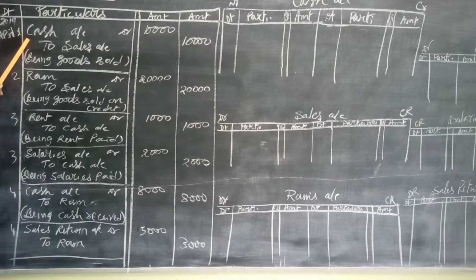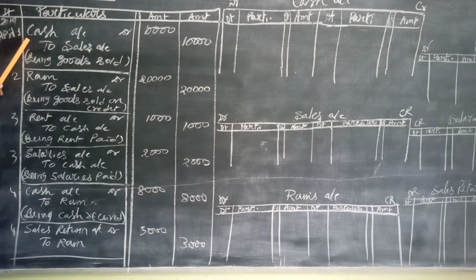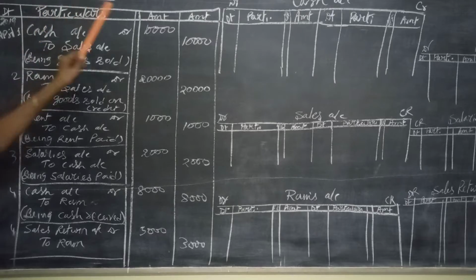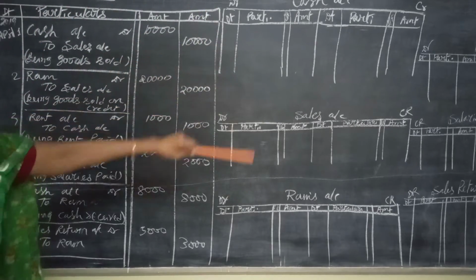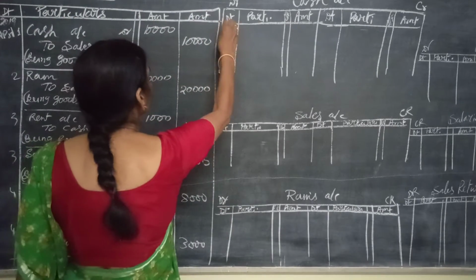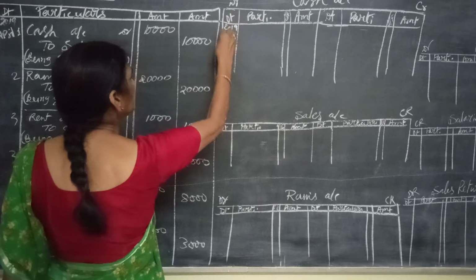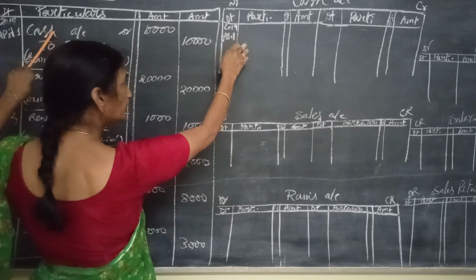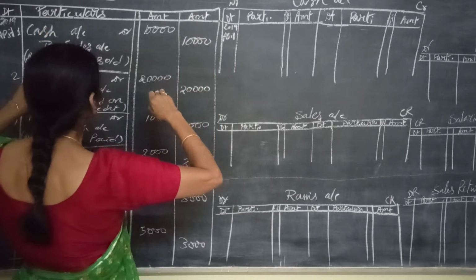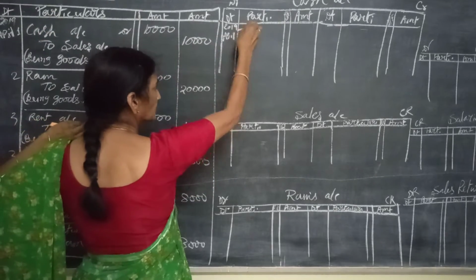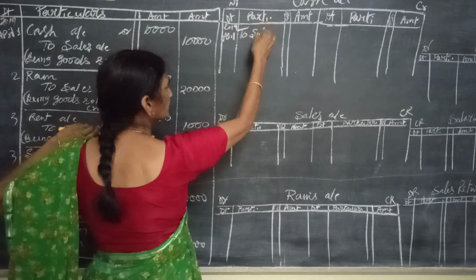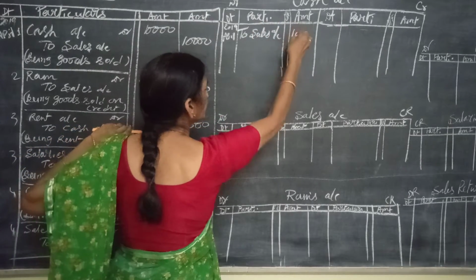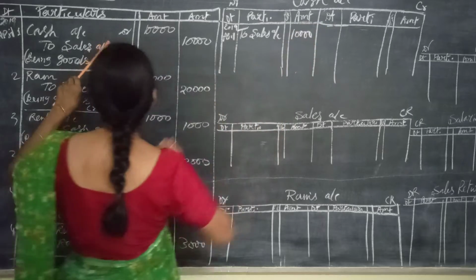The first entry is cash account debit to sales account. The cash account is being debited. Go to the cash account, debit side, and write the date and year, 2019, April 1st. It is debited with what? To sales account. Write the particulars, and then the amount, rupees 10,000.